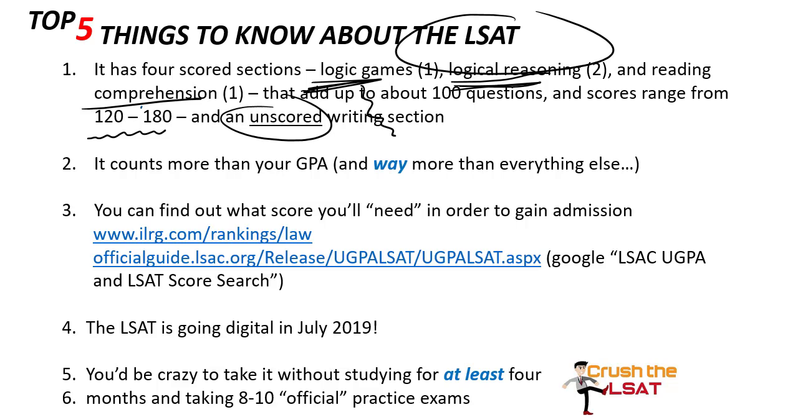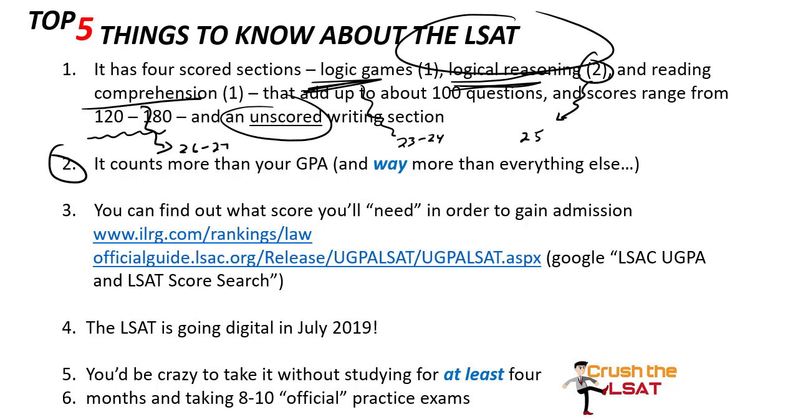So the logic games. Anywhere from 23 to 24 logic games questions. So it's actually a little bit less than a quarter of the test. Logical reasoning, the 2 sections will each have about 25 questions. So we're talking 50 in total. And then the reading comp, that'll be more like 26, 27 questions. So a little more than a quarter of the test. So those are some of the quick basics about the test itself.